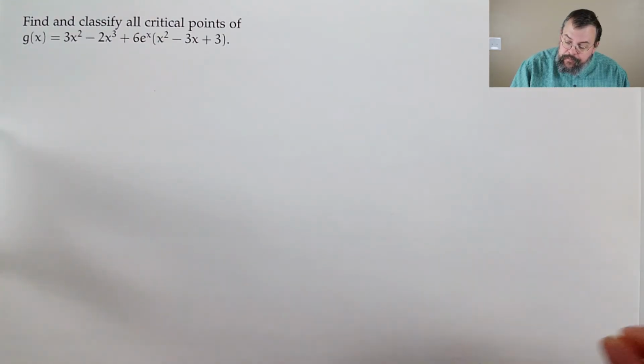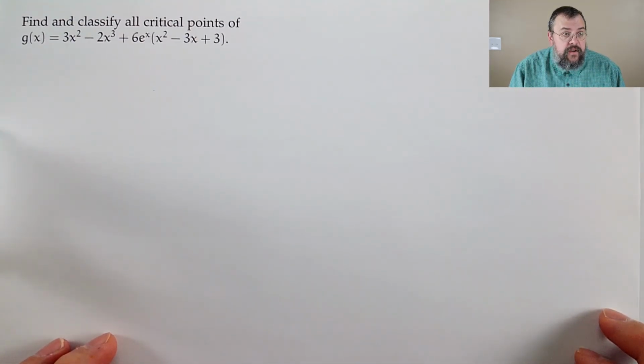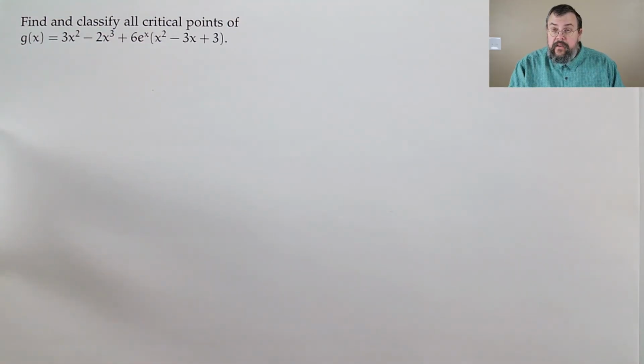Our first problem. Find and classify all critical points for the function g of x, which is 3x squared minus 2x cubed plus 6e to the x times x squared minus 3x plus 3. Now, this is kind of a nice function because it's a combination of polynomial and e to the x. These are both nice functions defined everywhere. No restriction on our domain.